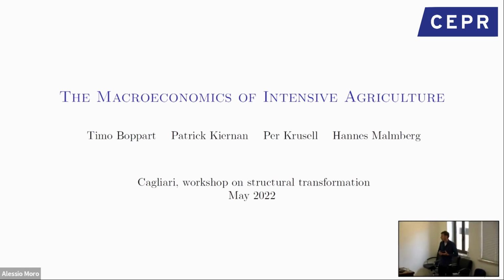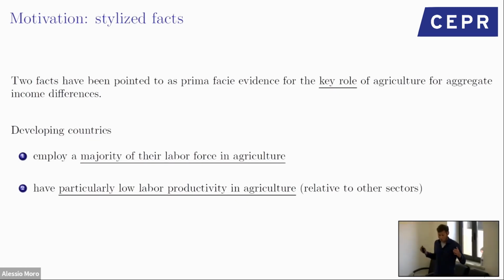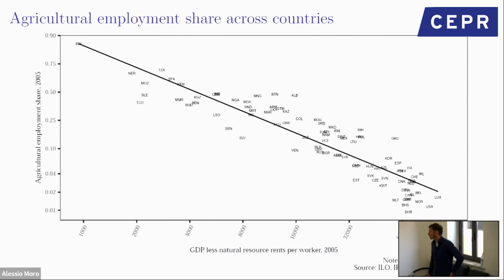This is joint work with Patrick, Per, and Hannes, and it's our take on agriculture from a macroeconomics perspective. The motivation of this project is based on two stylized facts that are well known in this literature and are often used as prima facie evidence that agriculture is key in order to explain aggregate income differences across countries. The first one is just that agriculture employment is a small fraction of the economy nowadays.